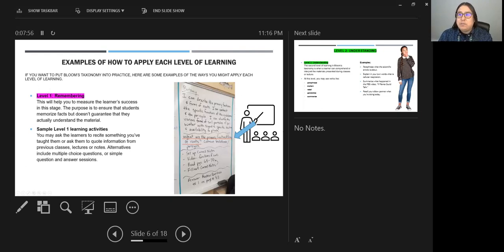Okay, and just because someone can remember things, we must not assume as teachers that that necessarily means they understand. So although students can recall information, they won't always be able to understand.